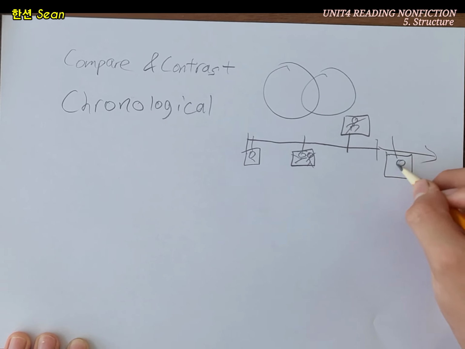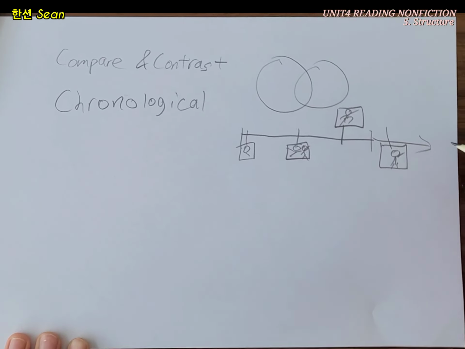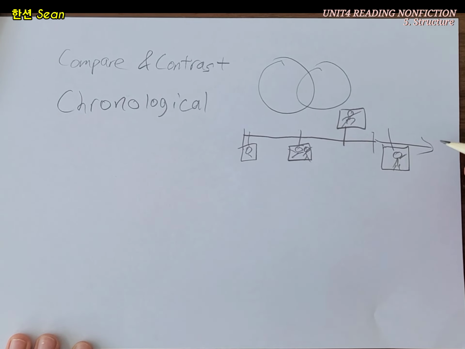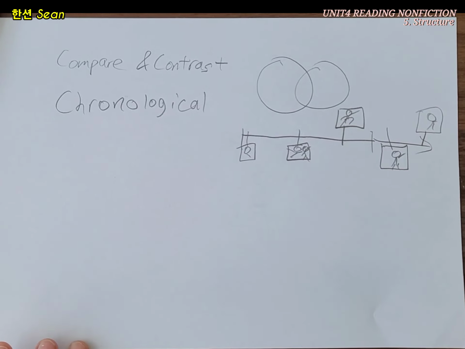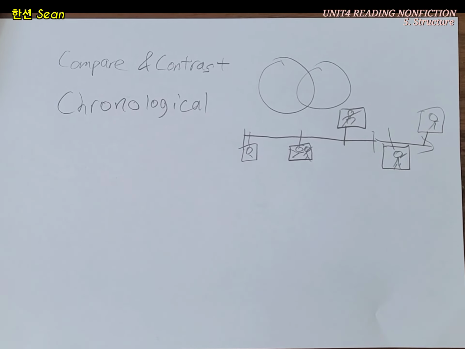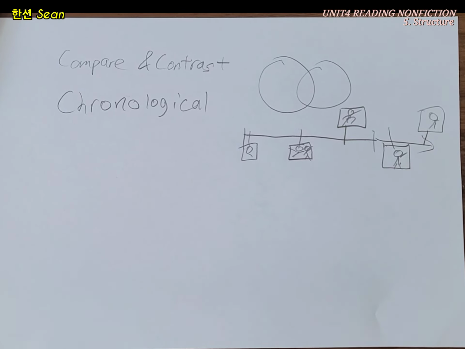And then you write about your first adult life, and then you get to today. So yeah, that's how you do a chronological structure.